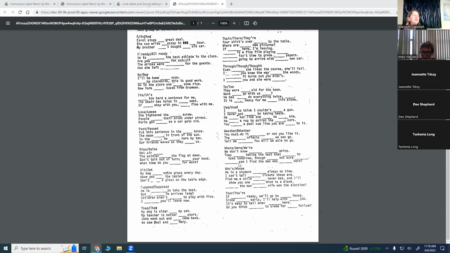Who's and whose, so here's another contraction with the apostrophe. What does that mean, who's with the apostrophe? Break it apart, what does it mean? Who is, good, who is, and then whose is possessive, whose car? He is a student who's always on time. This is possessive, whose. I can't tell whose tickets those are? W-H-O-S-E, the possessive, whose tickets.